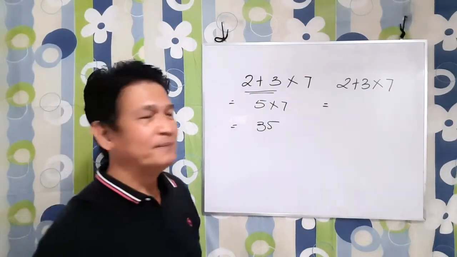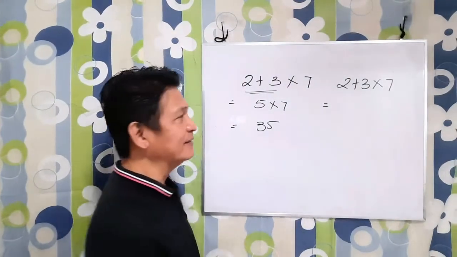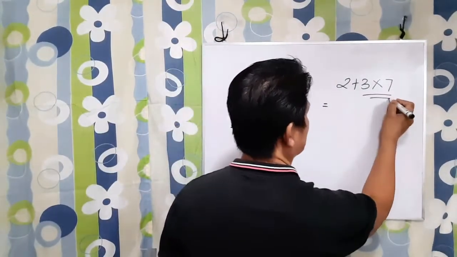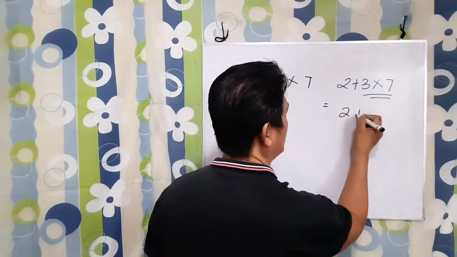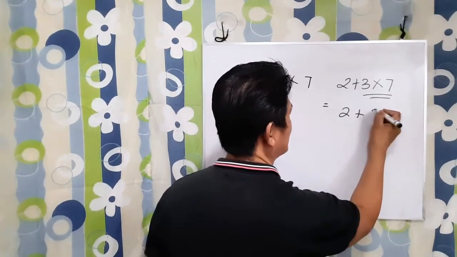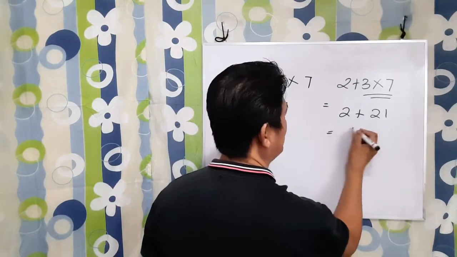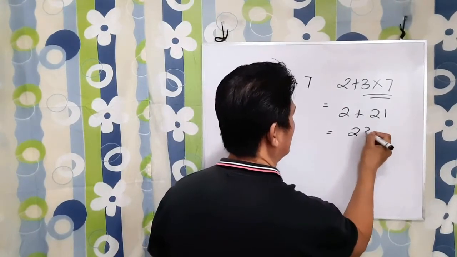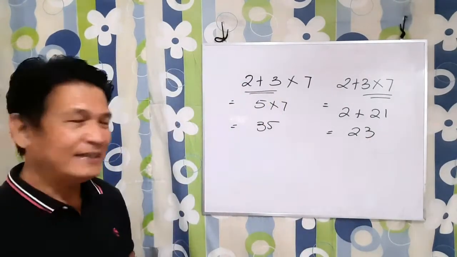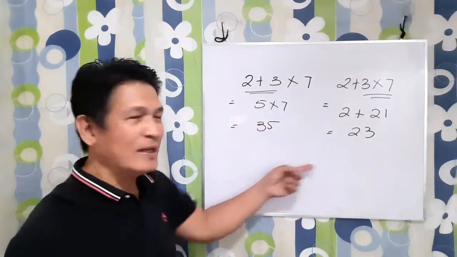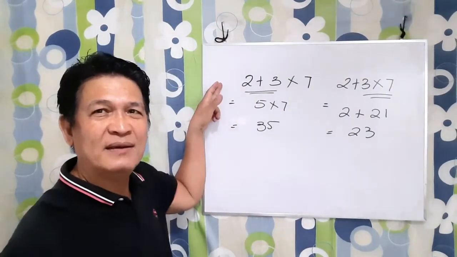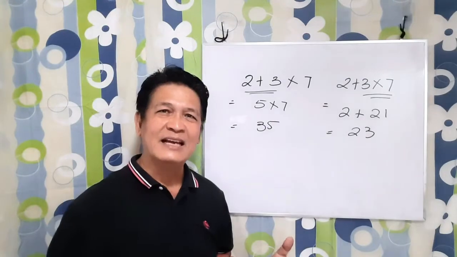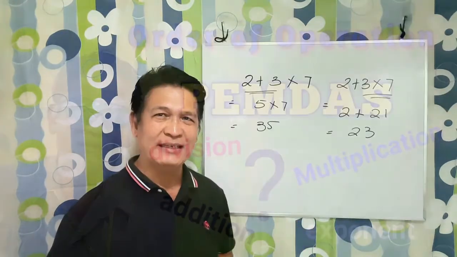While on the other hand, the answer is different. They will proceed with this first. That will be 3 times 7 is 21, and that will be 2 plus 21 is 23. You see, this is what I mean. Two answers for one problem. And that comes to our topic for today.